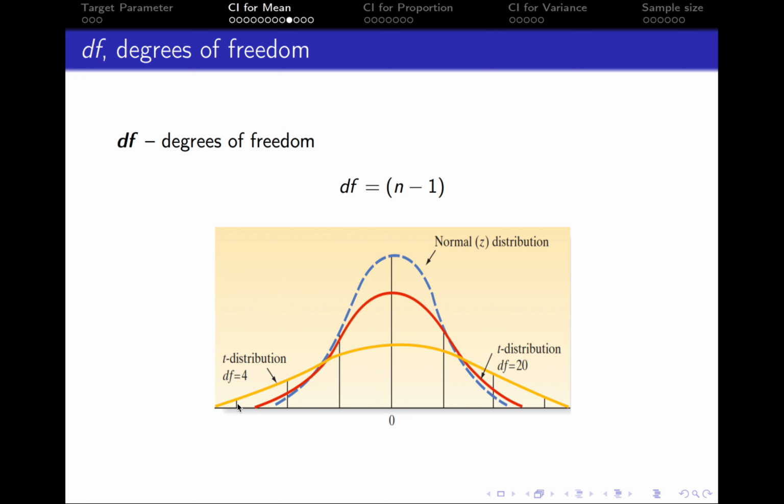So when degrees of freedom is equal to 4, we have a very flat distribution. However, when we have degrees of freedom of 20, the variability of the distribution gets smaller. So the distribution is itself steeper and is closer to the normal distribution.